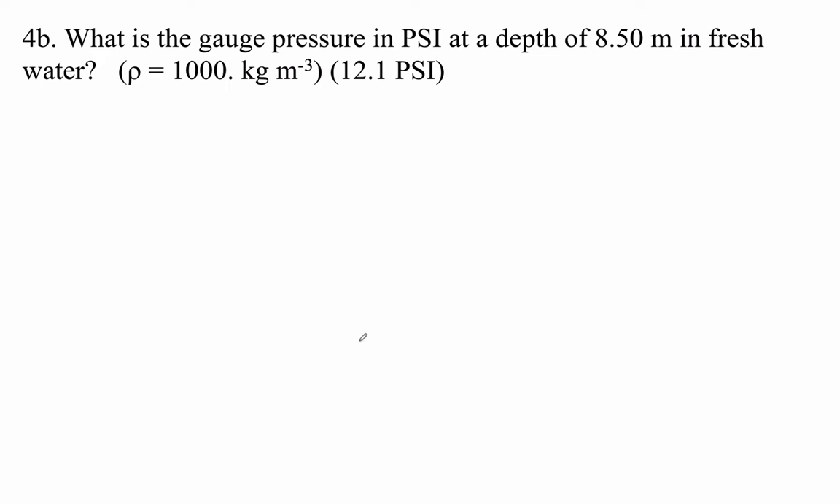What is the gauge pressure in PSI at a depth of 8.5 meters in fresh water, right? So that is what pressure is, rho GH, right? So that is 1,000 times 9.81 times 8.5 meters. This will, of course, be pascals, right? So we'll go 1,000 times 9.81 times 8.5.